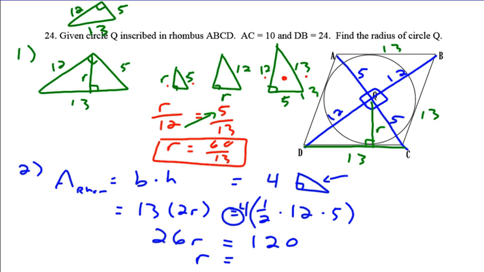And when you divide by 26, you simplify, and you get R equals 60 over 13. So to recap, regardless of how you do this, whichever method you're going to use, you need to find that.